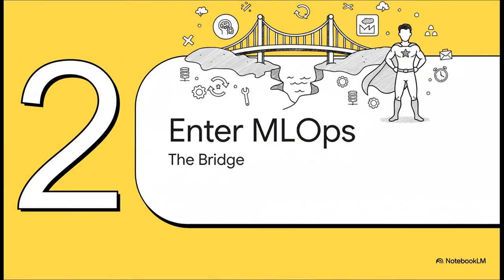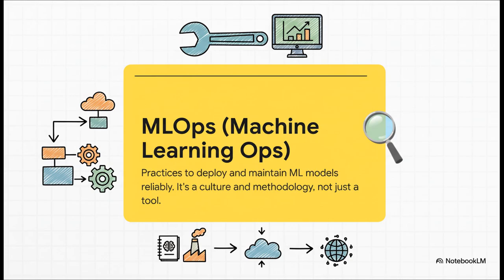MLOps is the hero of our story. It's the set of practices designed to do exactly that, to build a safe, reliable bridge from the lab to the real world. So what is it really? MLOps, which stands for Machine Learning Operations, is all about how we deploy and, just as importantly, maintain our models out in the wild. And here's the most crucial part. MLOps is not a single tool you can just go buy. It's a culture. It's a whole new way of thinking about how teams should work together.